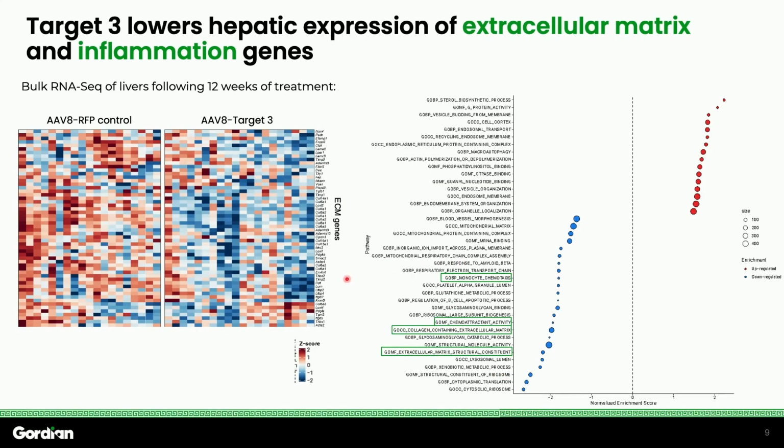The bulk RNA-seq data corroborates this observation. Target 3 overexpression reduces fibrosis based on ECM gene expression in the curated gene set and unbiased gene set enrichment analysis. And there's also indication that target 3 would reduce inflammation.